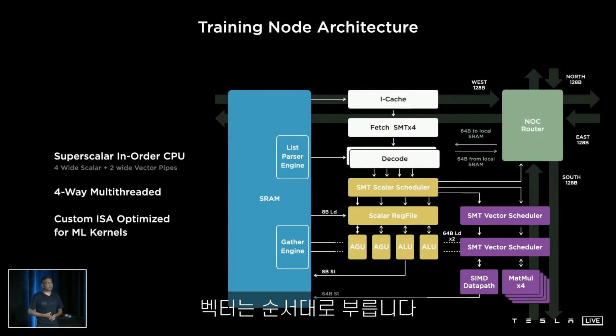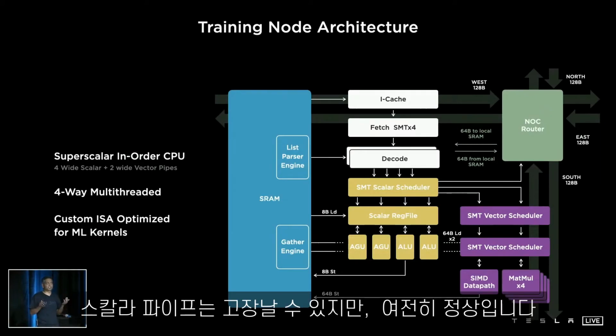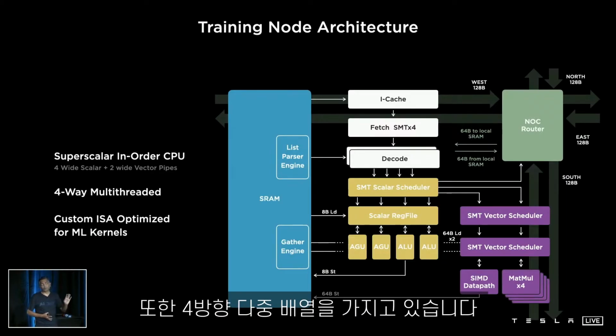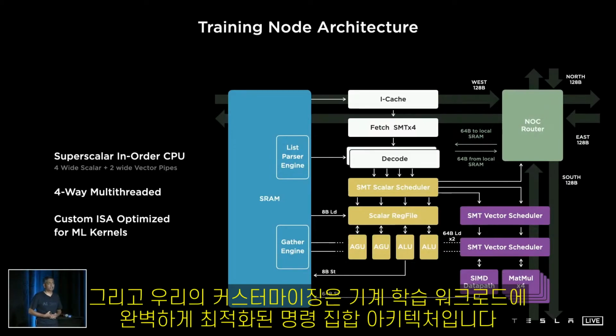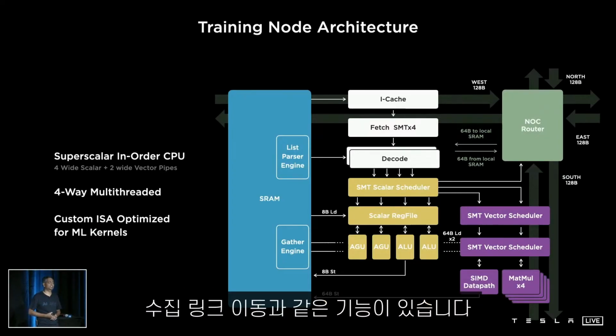We call it in order, although the vector and the scalar pipes can go out of order, but for the purists out there, we still call it in order. And it also has 4-way multi-threading. This increases utilization because we could do compute and data transfers simultaneously. And our custom ISA, which is the instruction set architecture, is fully optimized for machine learning workloads. It has features like transpose, gather, link traversals, broadcast, just to name a few.